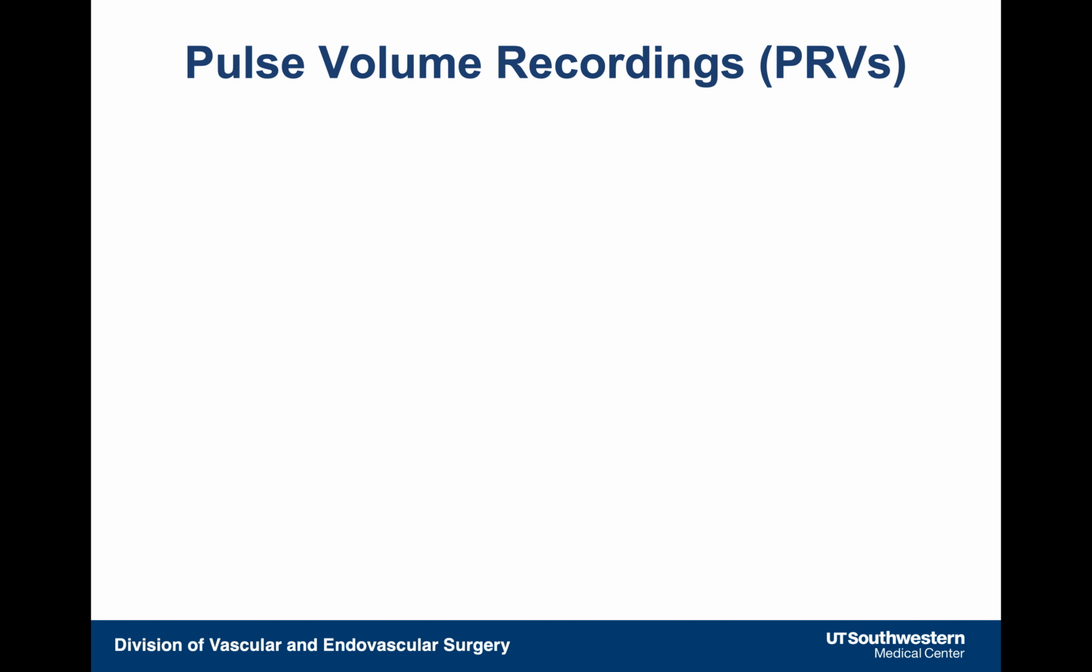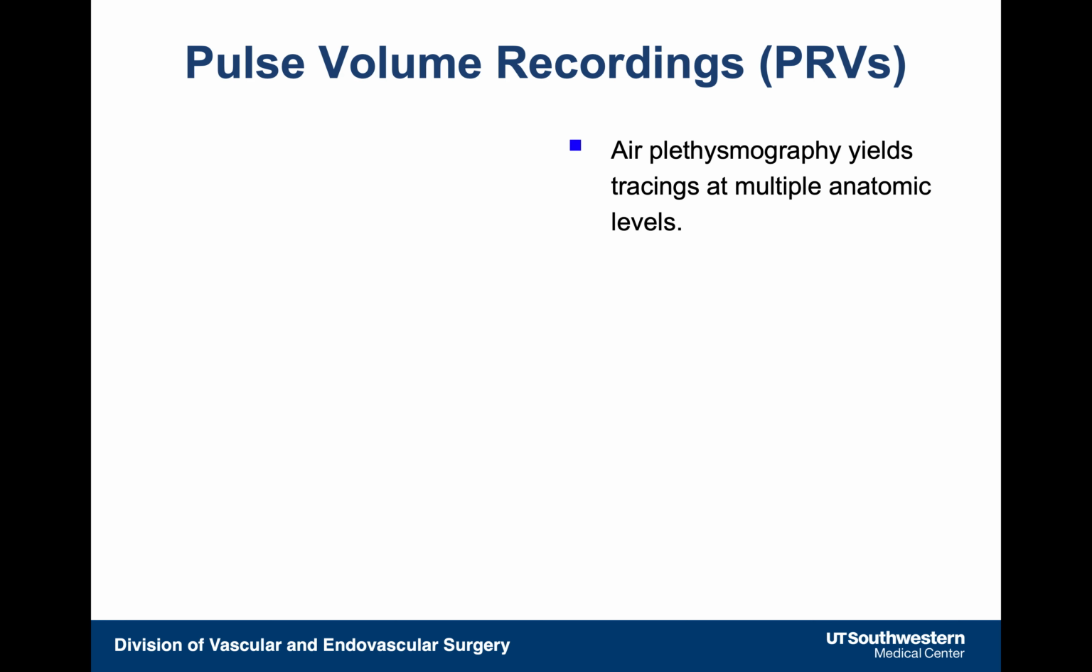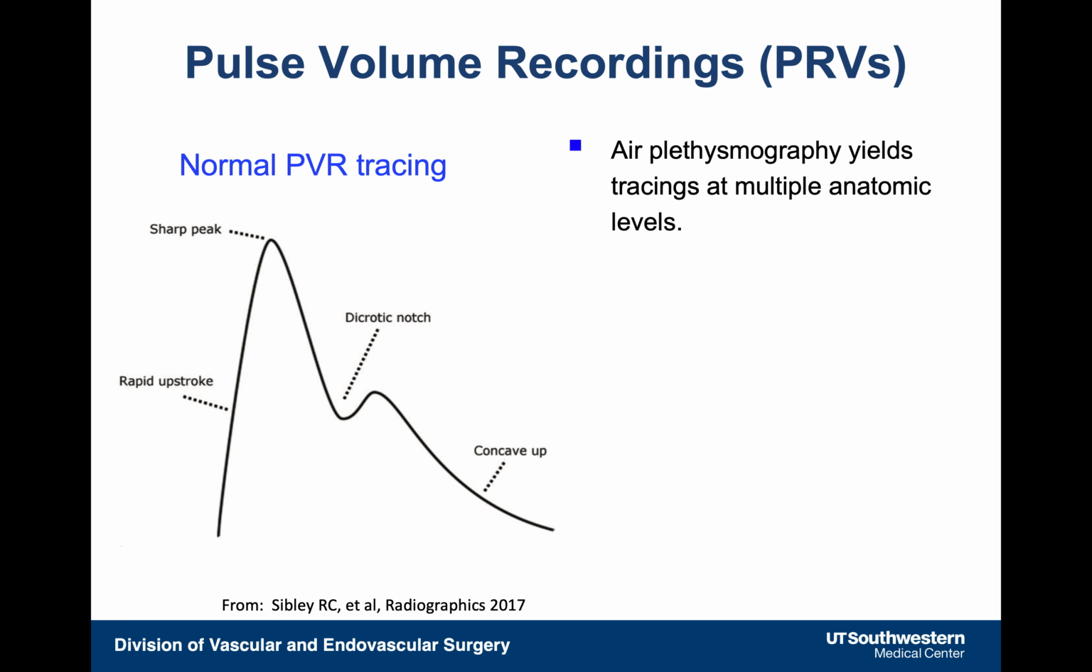Now, pulse volume recordings are different than ankle brachial indices. They're basically obtained with air plethysmography, so not the same as toe pressures, which were photoplethysmography. And these are basically air bladders placed at different levels up and down the leg to determine the relative change in volume, which is reflective of the flow at that level. And so a normal PVR tracing looks like this. Should be a rapid upstroke, a sharp peak, a dicrotic notch, and then a concavity in the downslope.